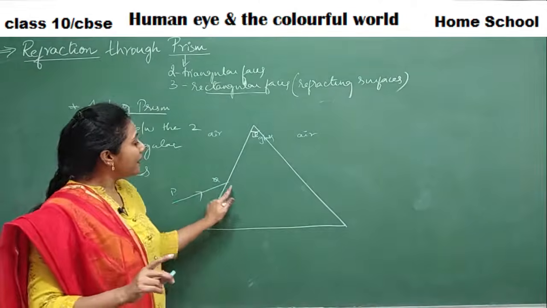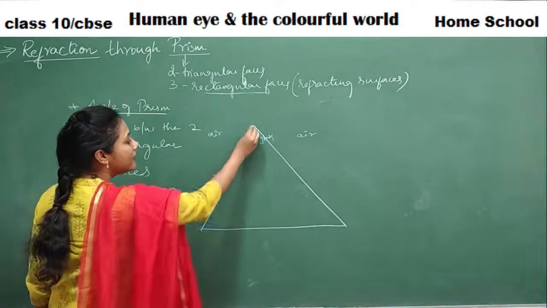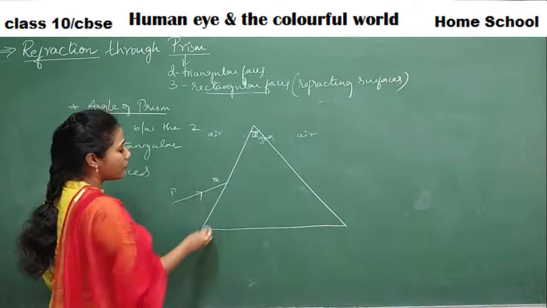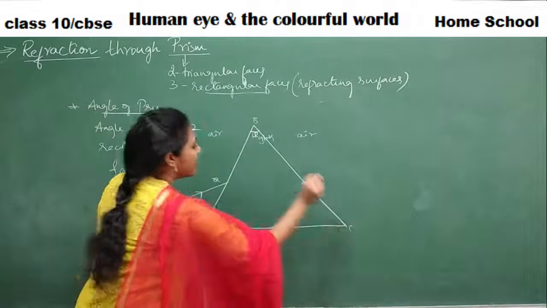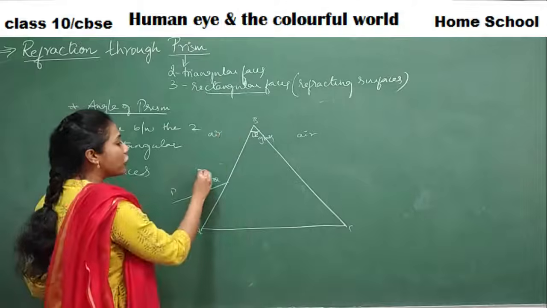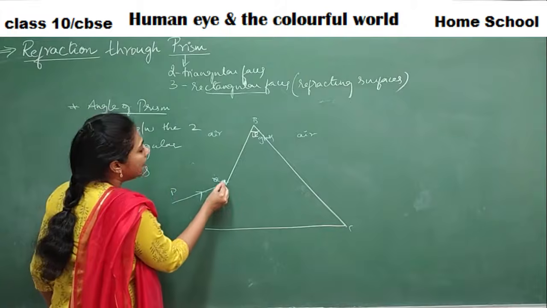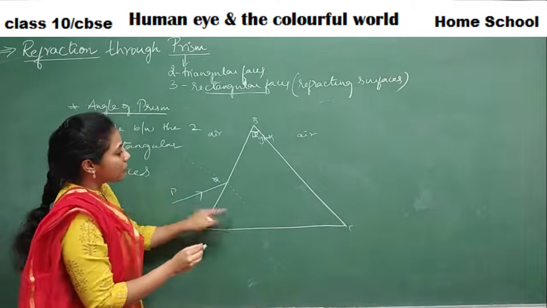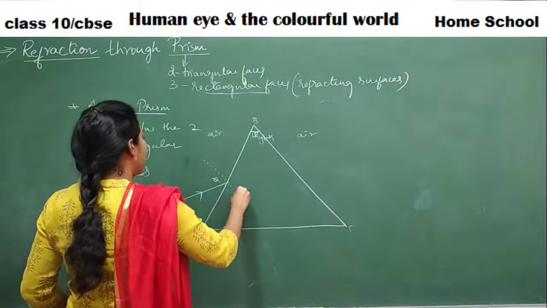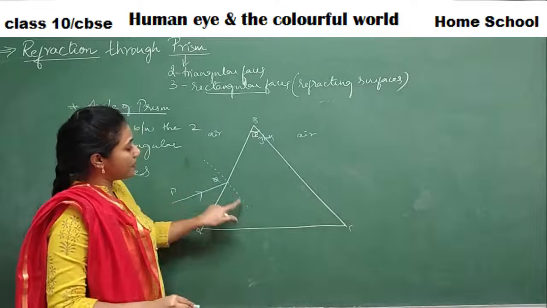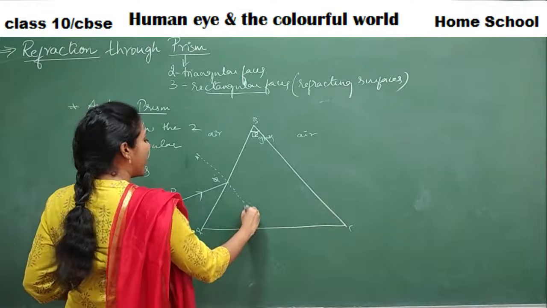Okay, first let me draw the normal here. So how do you draw the normal here? Say this is the surface of the prism, AB. AB is one surface of the prism, BC is another surface. So to this surface, when you draw a line perpendicular, that becomes your normal, right? Fine. So this is the line perpendicular to this surface. So this makes your normal. So let me call this normal N dash.